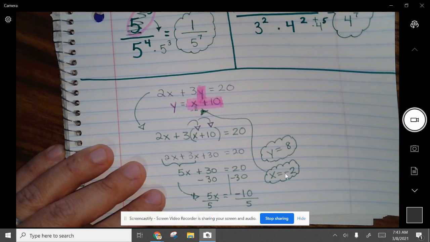But for this one, the x is super important to find. If you had to find the y, you could take the 8, or you could take the negative 2, and plug it in right there where x is.